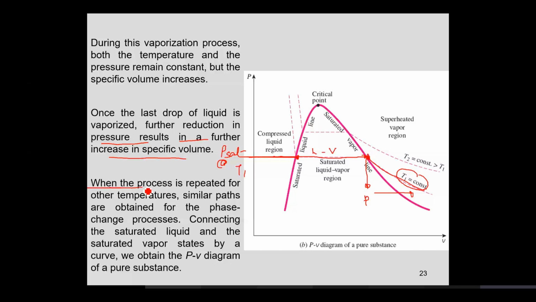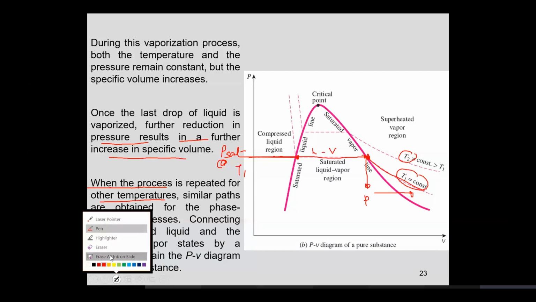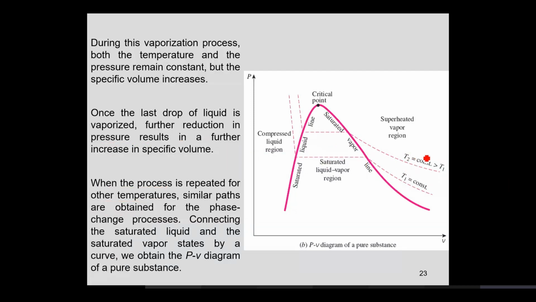Again, when the process is repeated for other temperatures, that is T2, you would see the phase change process take place in the same manner, and connecting the lines would give you the PV diagram for a pure substance. Now remember, this T2 is greater than T1. Why? Because this corresponds to a higher saturation pressure as compared to this pressure. Is the point clear? I'll stop over here.